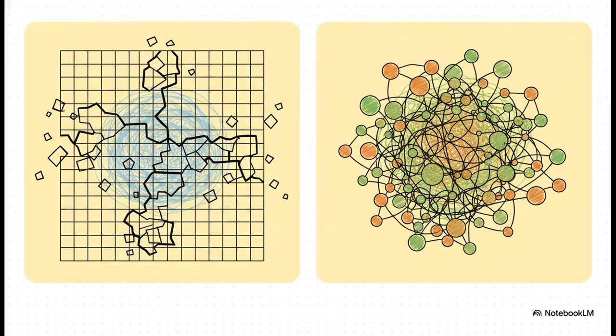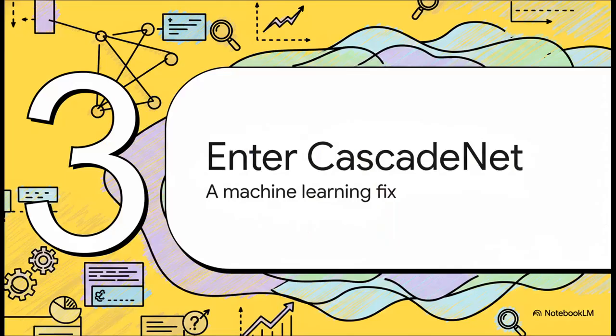But let's be real, real-world reality is messy. Influence is complex and driven by multiple factors. So if your initial guess about how things spread is even slightly wrong, the accuracy of your entire mapped network just completely falls apart. You end up with a highly detailed map of a network that literally does not exist. And that leads us perfectly into Section 3.